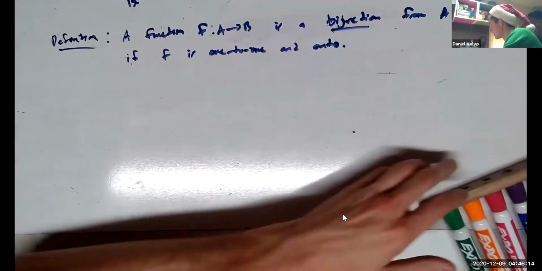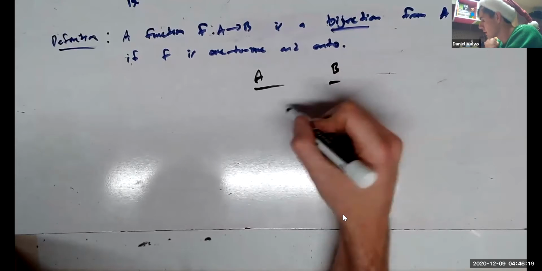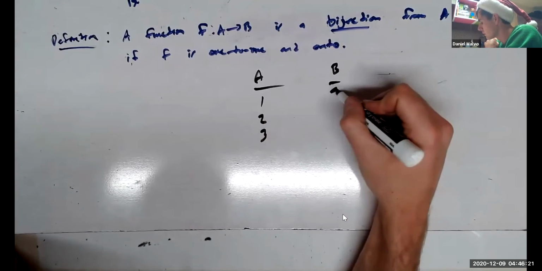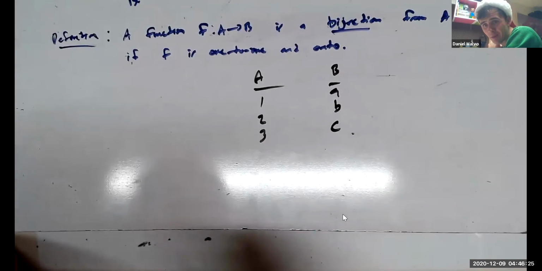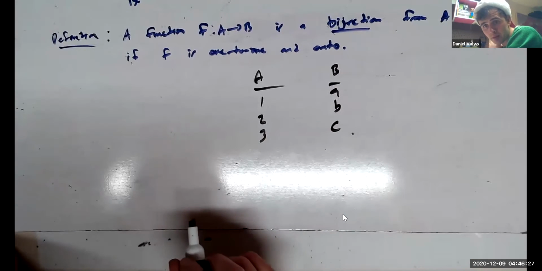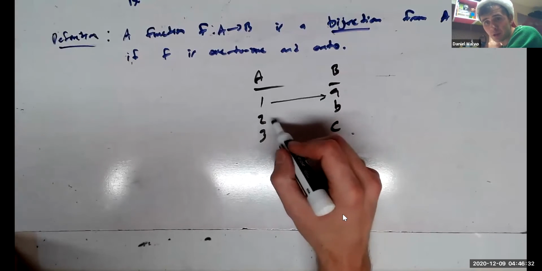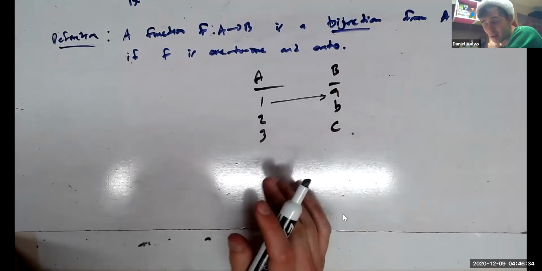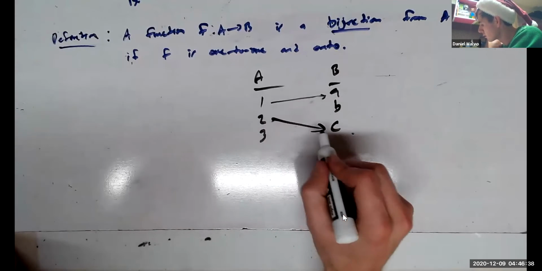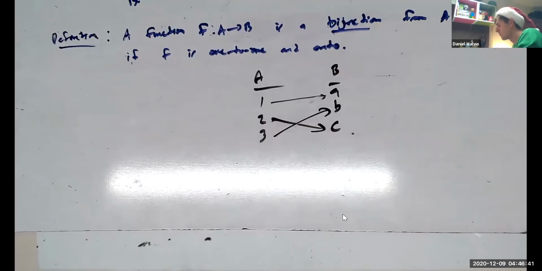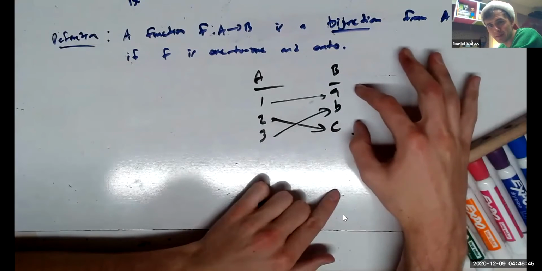Why does that matter? Well, if you have A here and B here, 1, 2, 3, A, B, C, whatever it is, if the function is 1-to-1, that means no two things in A go to the same thing in B. So we can't have that. They're all going to go to their separate things. And if a function is onto, that means everything is hit.